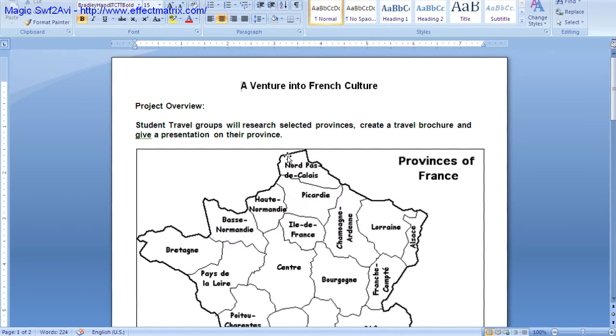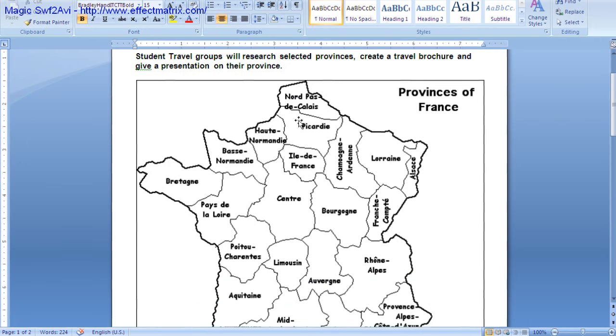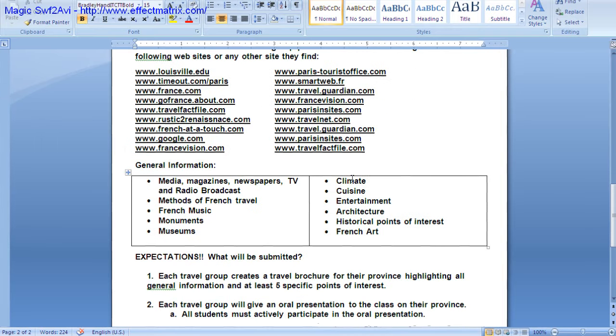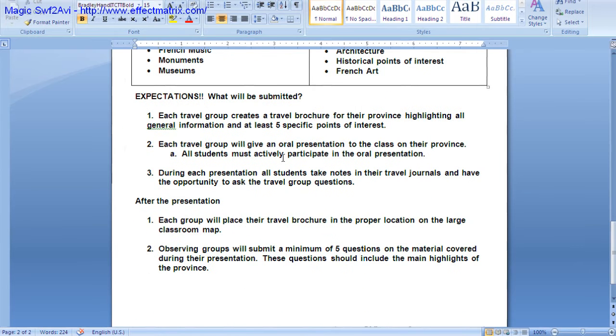From there, they go to venture to French culture. They would choose a region of their choice. I obviously explain a little bit about the regions, what's in which regions, etc. And then I provide sites for them to look at. And there's the expectations, what will be submitted. They each submit a brochure, a PowerPoint, and then they give an oral presentation.